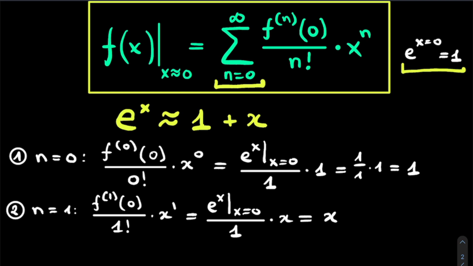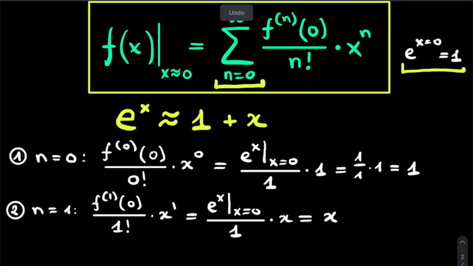Now, this means that if x is very small, e to the power of x can be approximated by 1 plus this very small number x. And again, this perfectly checks out if you fill in x is equal to 0. Then you simply get e to the power of 0 on the left-hand side.